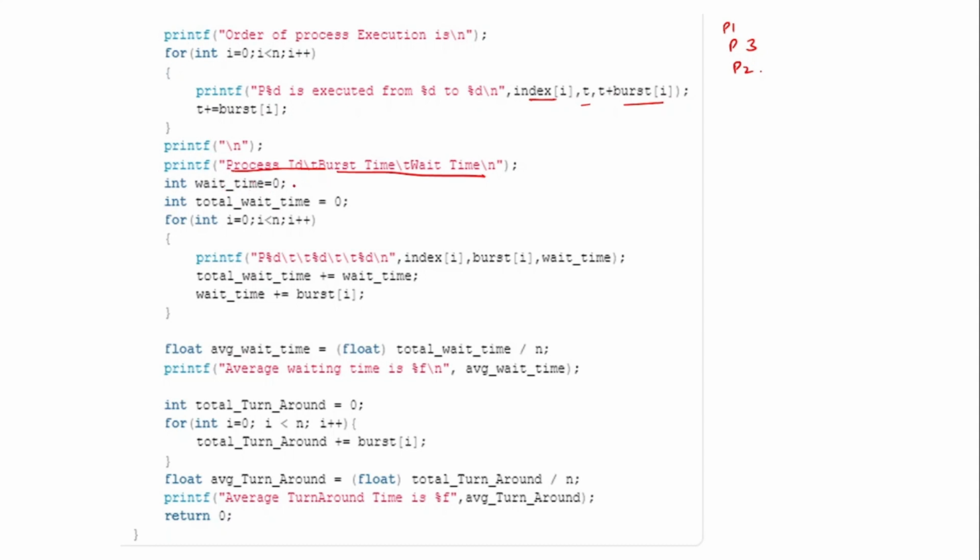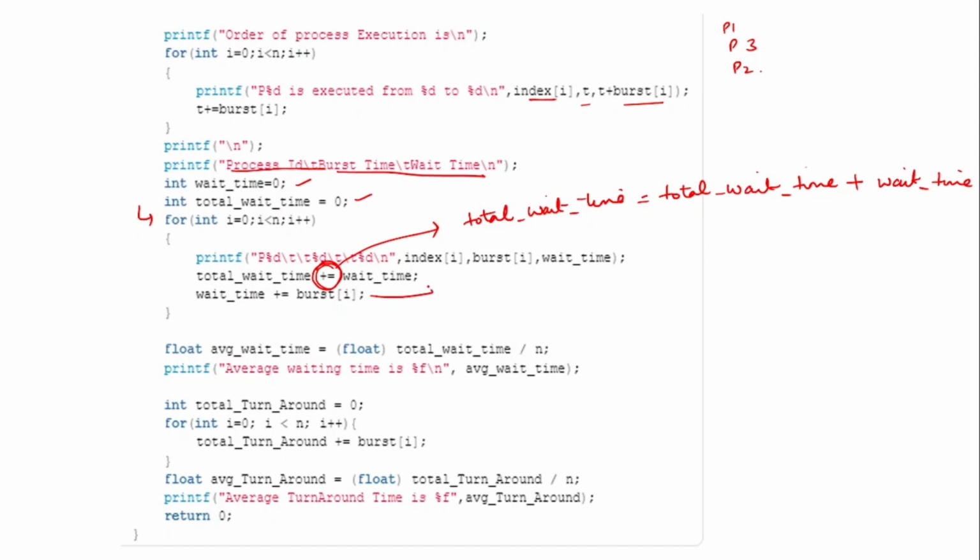I have initialized two variables, the waiting time which is equal to 0 and the total waiting time which is also equal to 0. Okay, then I start off with one loop. And what is this loop doing? It is calculating the total waiting time, which is equal to the waiting time plus the total waiting time. This notation, I am assuming that you people know: total waiting time is equal to total wait time plus the wait time.